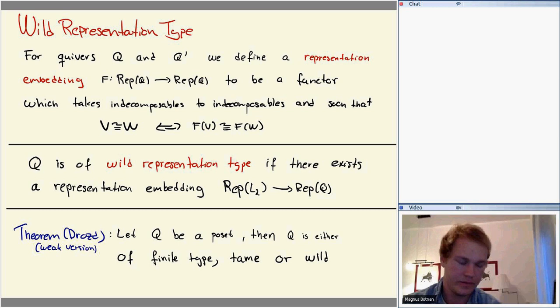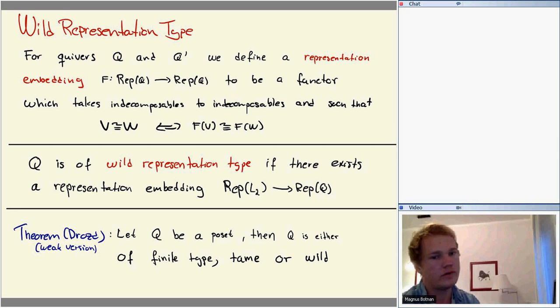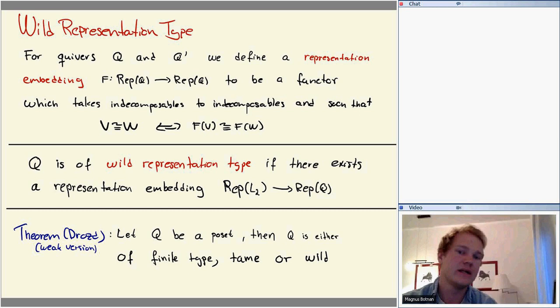And we define Q to be of wild representation type if there is a representation embedding from this quiver L2 into the representation category of Q. It's more general, and it also holds in what I'm going to talk about later. But just for simplicity, just assume that Q is a poset, so no self loops or anything funny going on. Q is finite, tame, or wild.